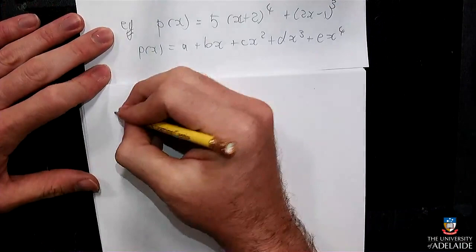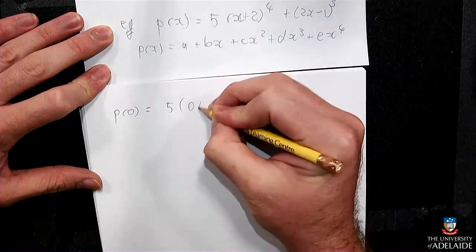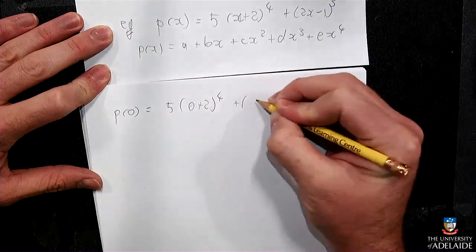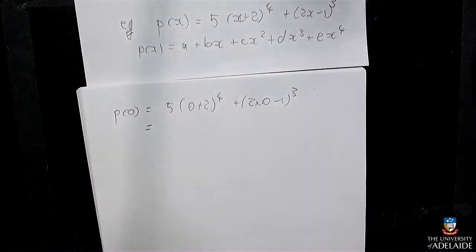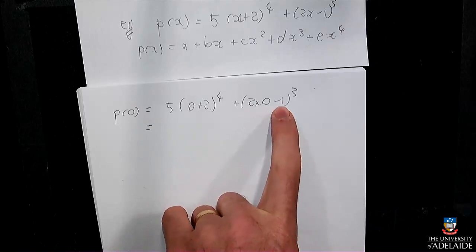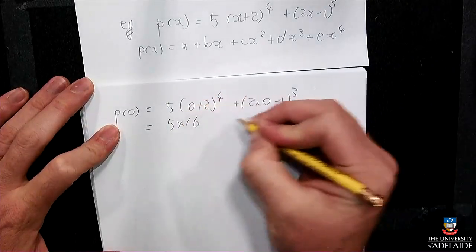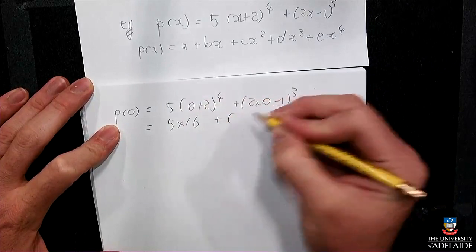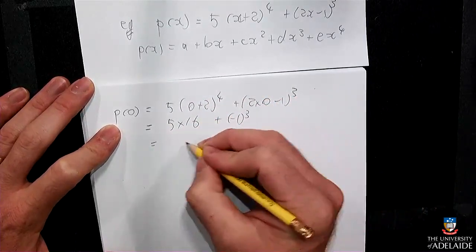All right. So p of 0 is 0 plus 2 to the 4 plus 2 times 0 minus 1 cubed. Now let's see. 2 to the 4 is 16. 5 times 16 will be the same as 10 times 8, which is 80. 80 minus 1 cubed is minus... No, just a second. I'm going to write that all down, not do the whole thing in my head. Okay, that's 80. That's minus 1, so 79.